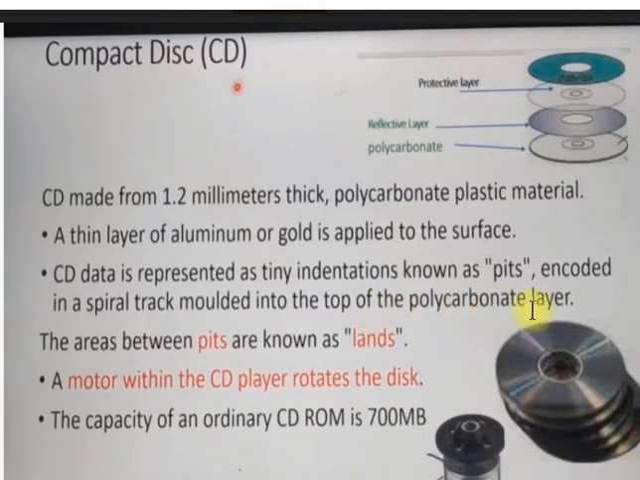So there are two words, pits and lands. Pits means what? Whenever the laser is reflected, and it reflects on individual dots, that is called a pit.